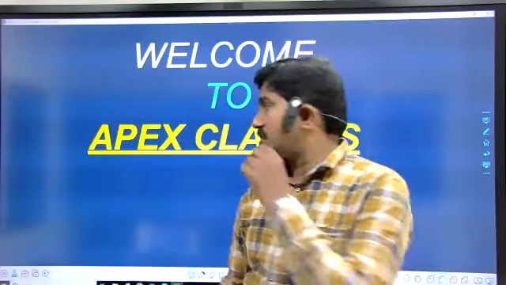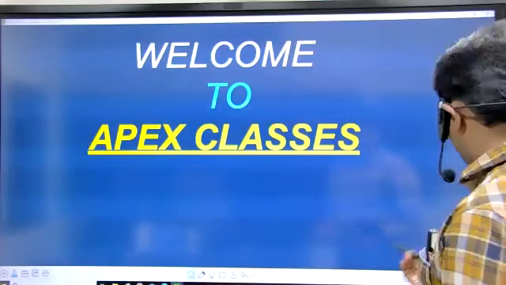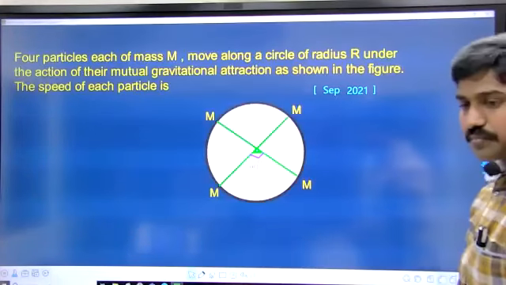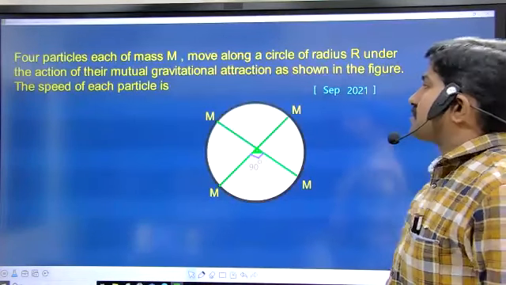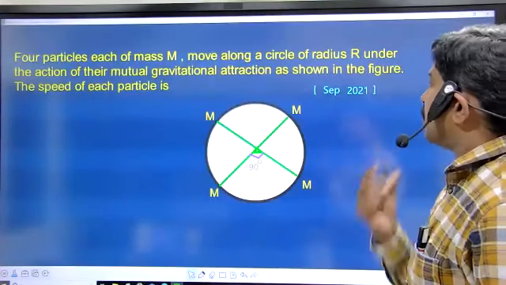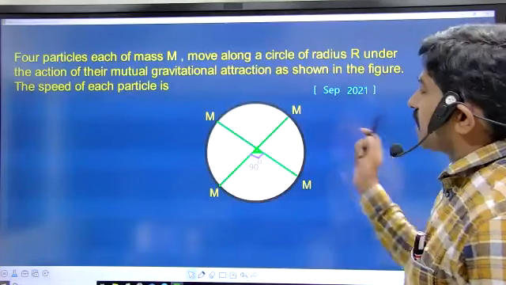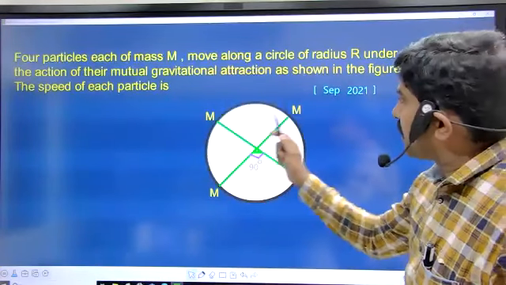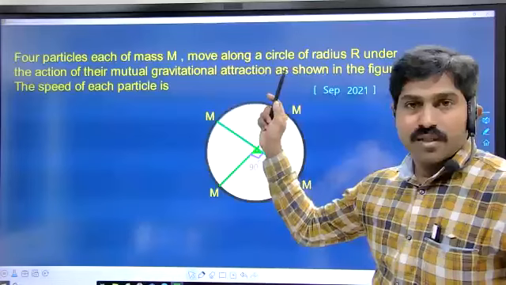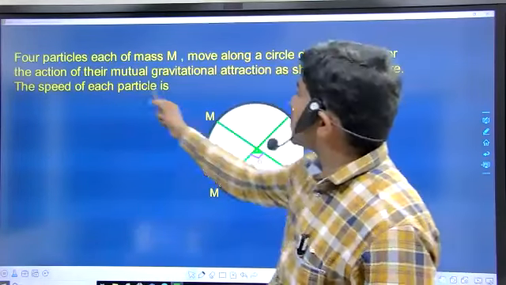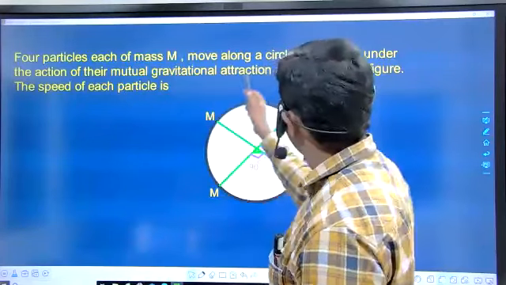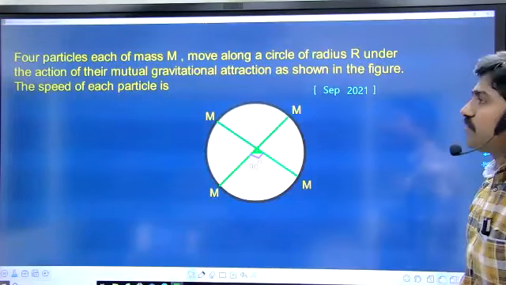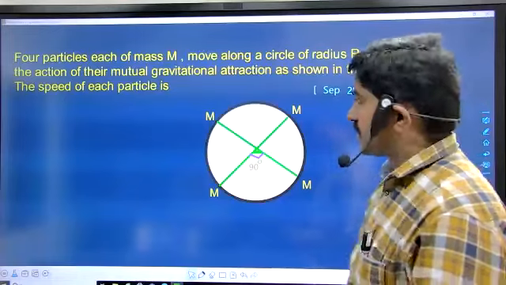Again, I will just mention those particular questions first. See here. 4 particles, each of mass m, move along a circle of radius r under the action of their mutual gravitational attraction. We discussed many questions based on this factor. What is that? Mutual gravitational attraction. As shown in the figure, the speed of each particle.